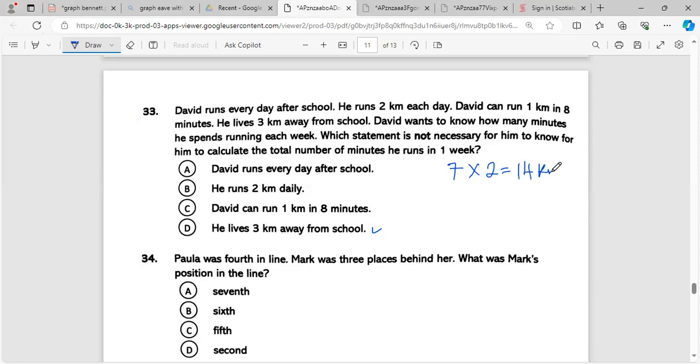And then he said he lives 3 kilometers away from school. I think probably that's not important, that he lives 3 kilometers away, because they say he runs 2 kilometers each day, so it's not 3 kilometers he runs. Think about it, guys. Even though he lives 3 kilometers away from school, they give a specific answer. Sir, he's going to leave it 1 more kilometer. Yeah, and they said David can run 1 kilometer in 8 minutes. That's important.